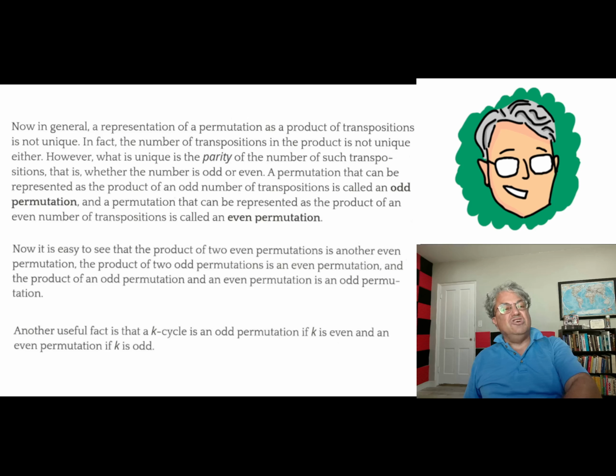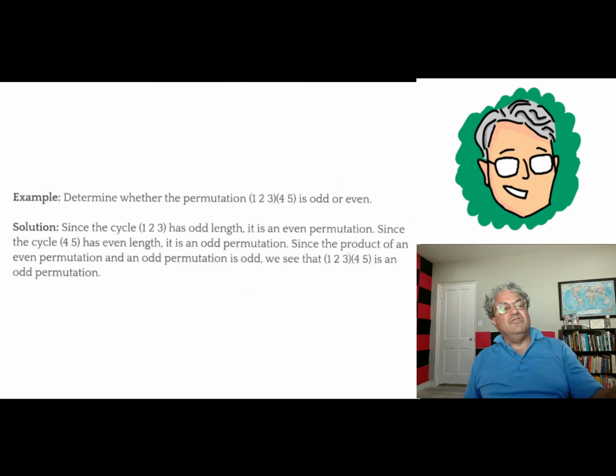Now I'm just going to do a couple of examples because this is a lot to take in. For the first example, this is a pretty easy one. We have the permutation, which in the cyclic representation we can write as the product of the cycle (1 2 3) and the transposition (4 5). So we want to know whether this is an even or an odd permutation.